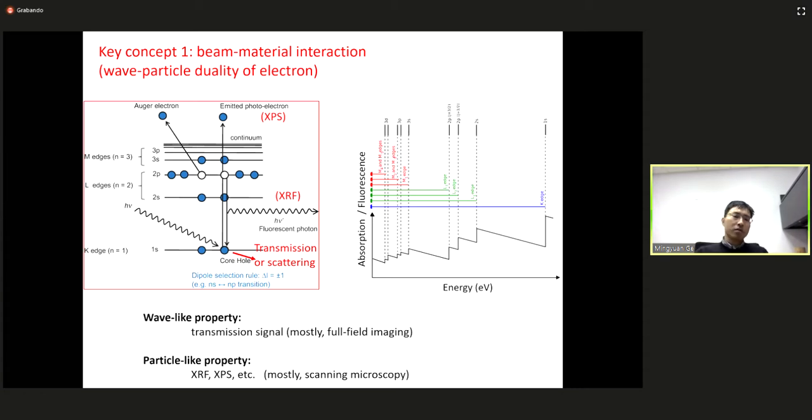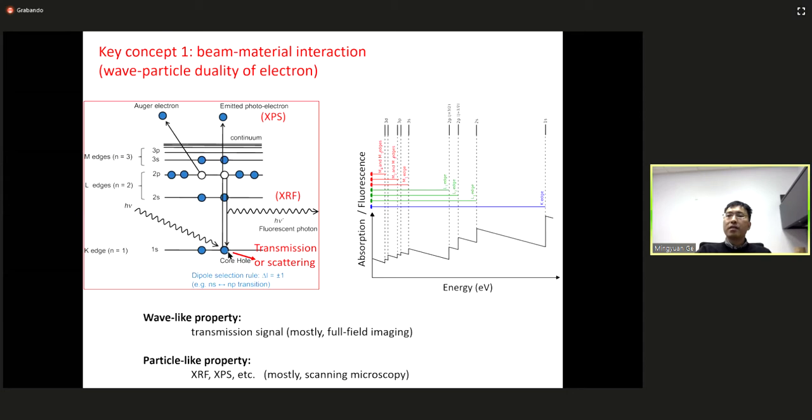The first concept I would like to show is beam material interactions. We know that photons have wave-particle duality, and not only photons, but also electrons. The interaction of photons with materials is very complicated, so we can extract different kinds of signals from these interactions. For example, when a photon hits the inner shell electrons, the photon can still pass through the object, which gives us the transmission or scattering signals. At the same time, because the core electron has been excited, it leaves a core hole, which is an unstable state, and electrons from higher energies jump back, which generates our fluorescence signals. That is what gives us the X-ray fluorescence map.